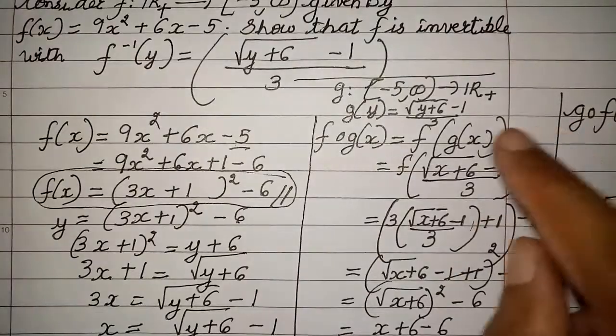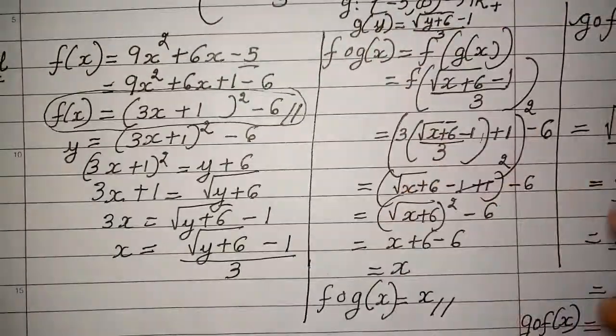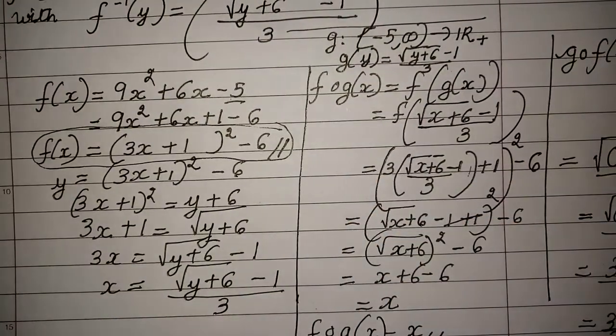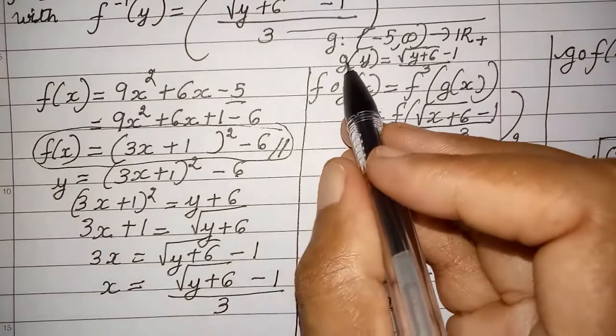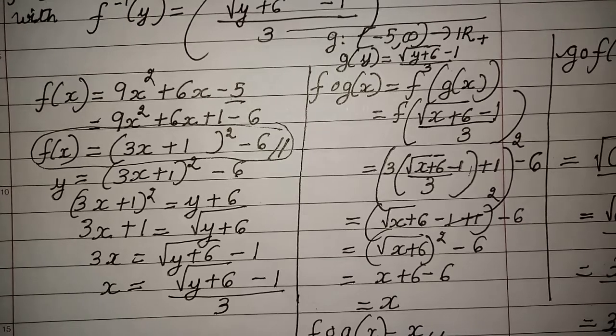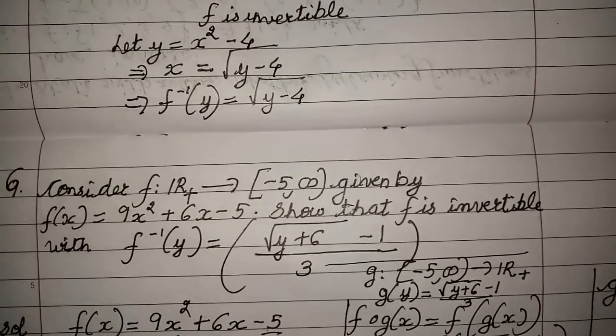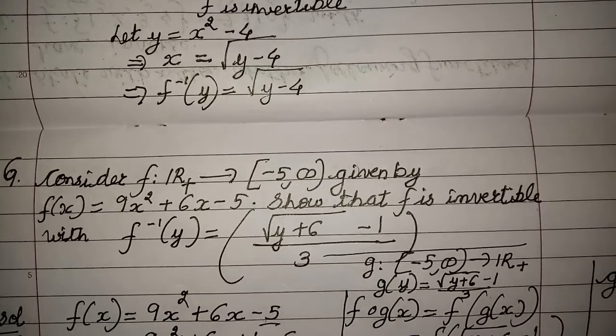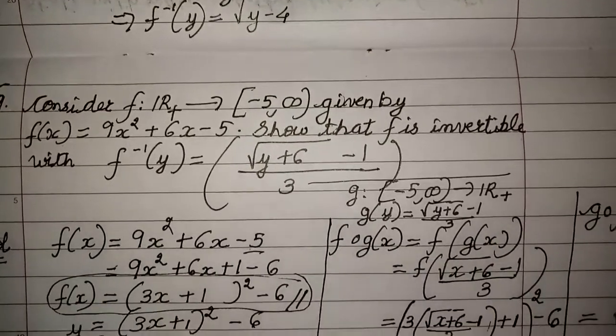As asked in the question, instead of f inverse, we have called our function g. Its inverse is f inverse. Put g as f inverse. It will be square root of y plus 6 minus 1 by 3. Alright, so even though the question looks too complicated, it is very simple when you try to do it.